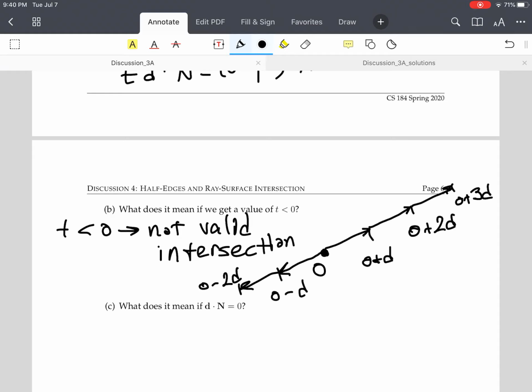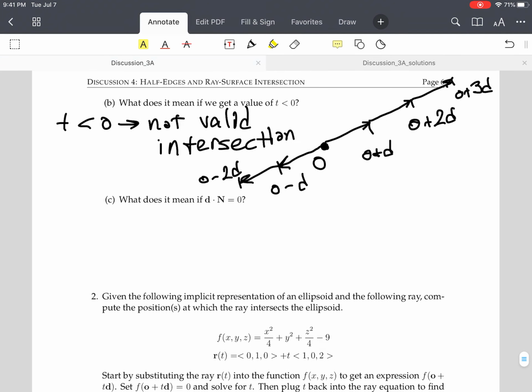Okay? And keep in mind that this can happen for anything. In this case, we're talking about planes, but it could be with a sphere, a triangle, any shape. If t is less than 0, it's not a valid intersection because it means it's behind the ray. Okay? So let's keep going.